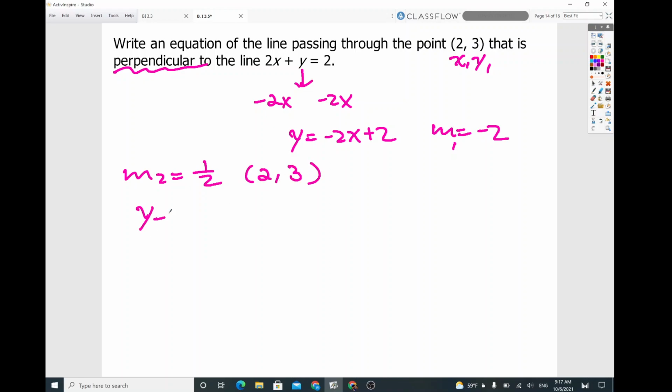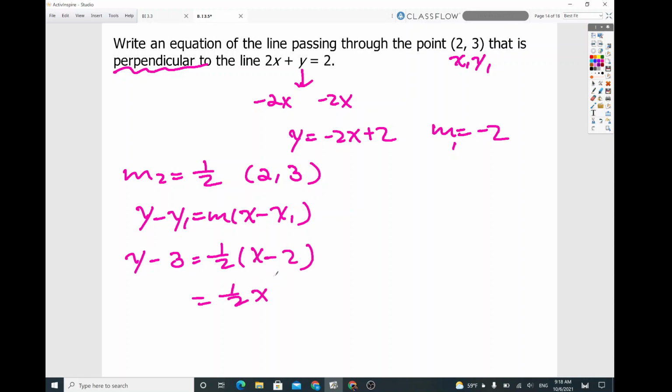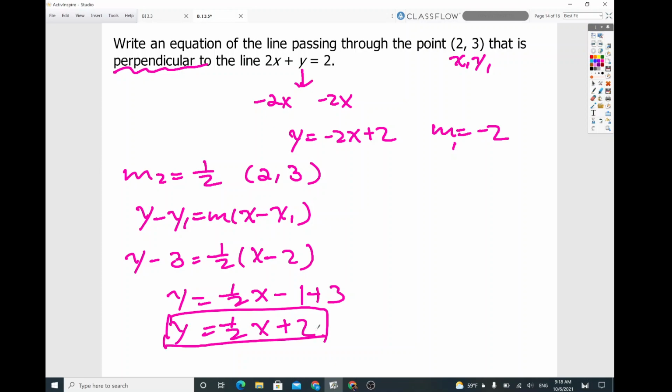And again, using the point slope form, basically we can generate the equation of a line. So y minus y1, so y minus 3, equals the slope, 1/2, times the quantity x minus 2. Again, distribute, so 1/2 x minus 1, add 3 to both sides, so y equals 1/2 x plus 2. So this would be the equation of the perpendicular line, and that line is perpendicular to 2x plus y equals 2.